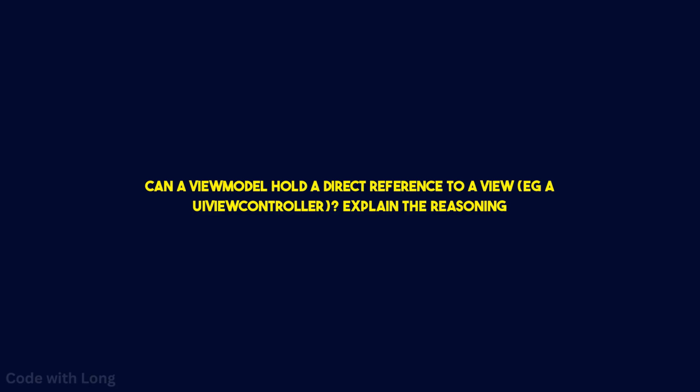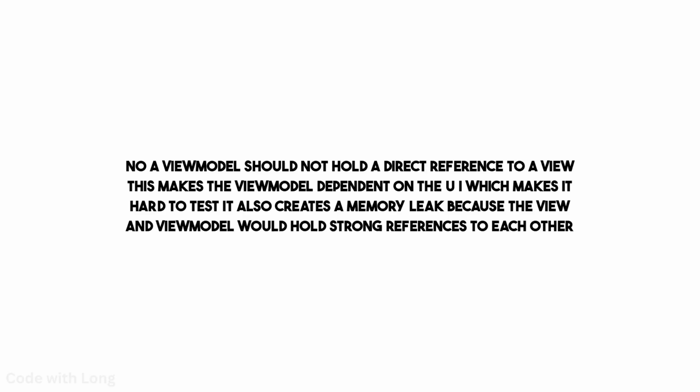Can a view model hold a direct reference to a view, e.g., a UIViewController? Explain the reasoning. No, a view model should not hold a direct reference to a view. This makes the view model dependent on the UI, which makes it hard to test. It also creates a memory leak because the view and view model would hold strong references to each other.